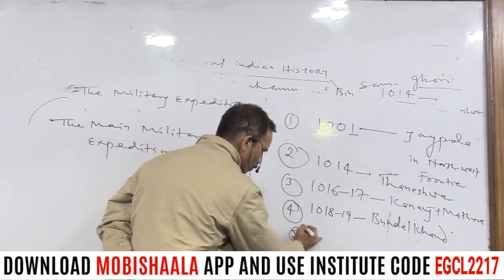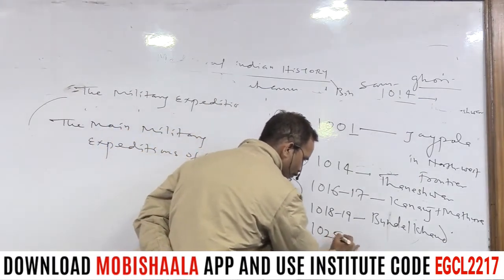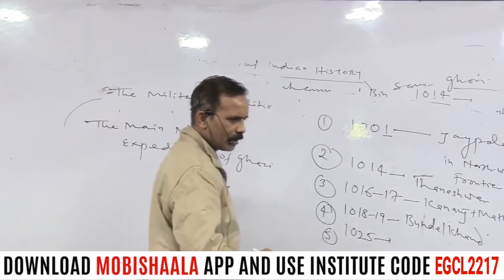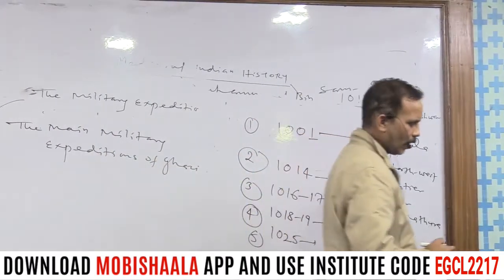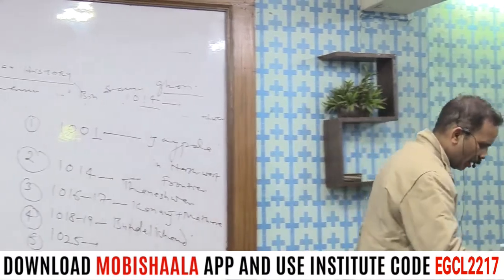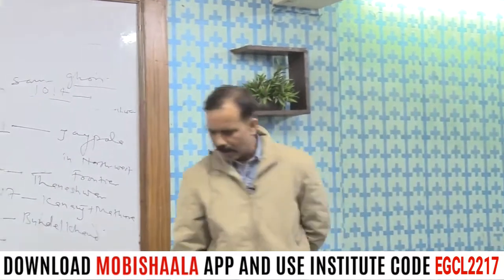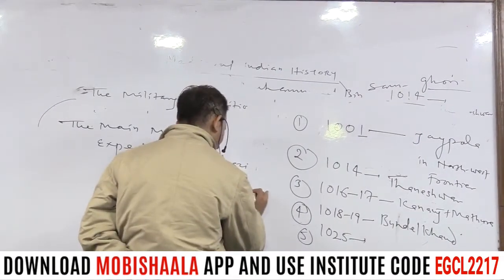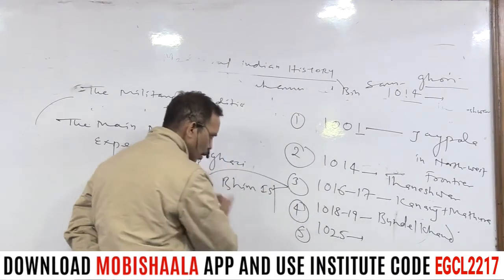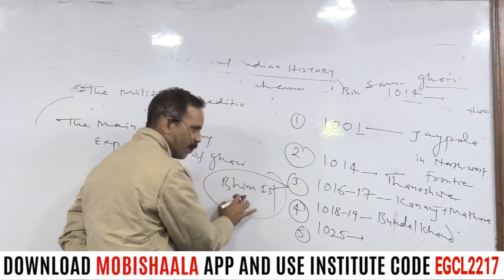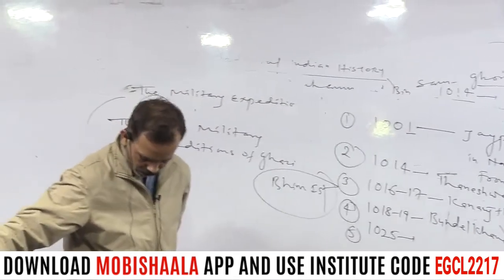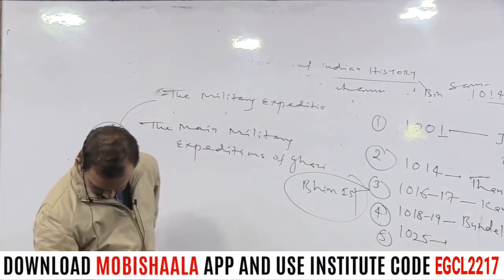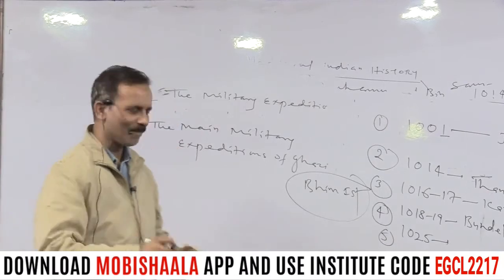Number 5, 1025, Somnath, ruled by a Hindu Rajput ruler, Bhim first. Okay. Next.